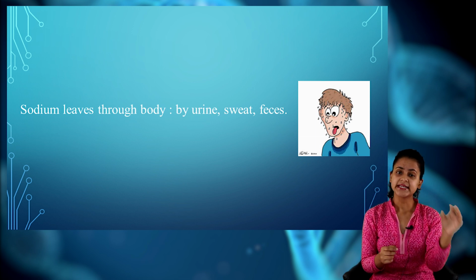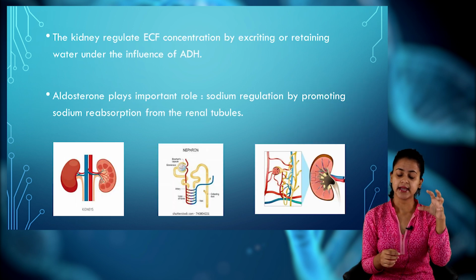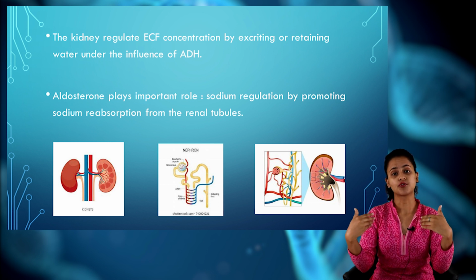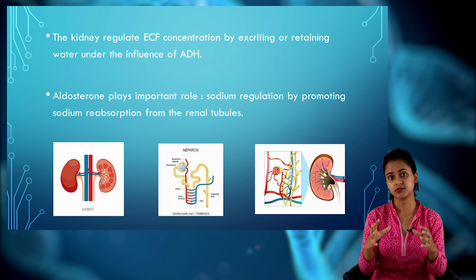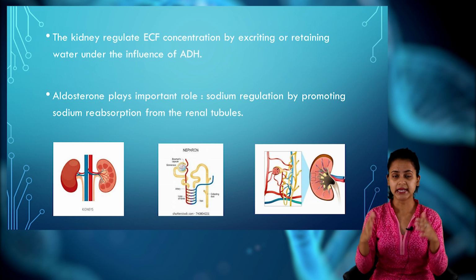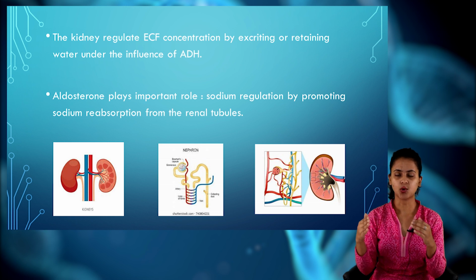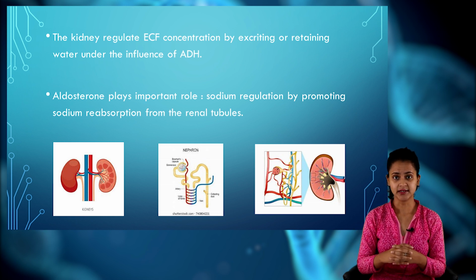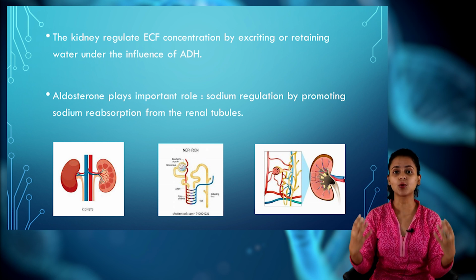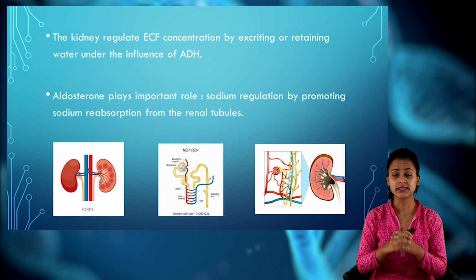Now, the kidney will be regulating the extracellular fluid volume, or we can say the extracellular fluid concentration, by excreting or by retaining the water under the influence of antidiuretic hormone. So basically, the kidney has a very major role in the maintenance of the concentration of sodium in the body. Aldosterone also plays a very important role here.